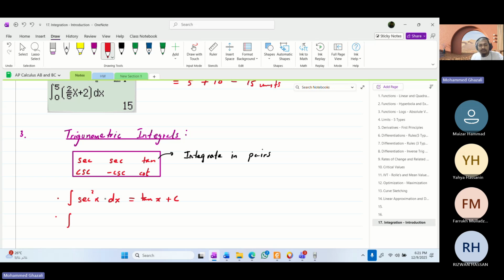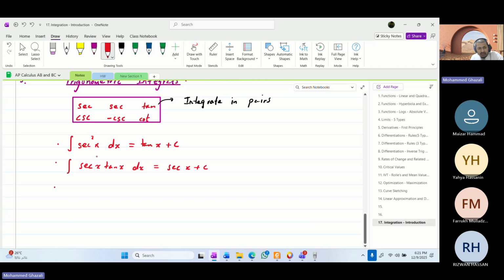What's the integral of sec x tan x? Integral of sec x tan x is sec x plus c. Are we good? Sec tan. I took a pair. Next one. What's the integral of cosec squared? It is negative cot. Because you see, I didn't take a negative cosec squared. So I just took cosec squared x. So it's negative cot x plus c.